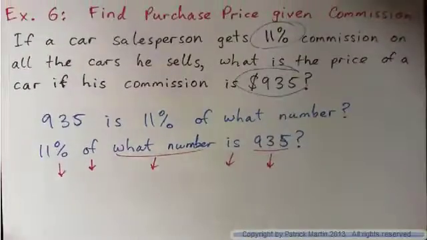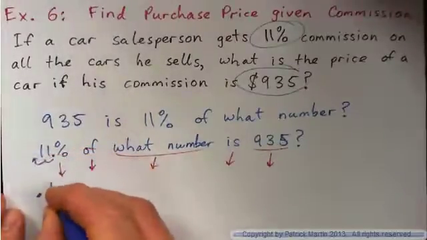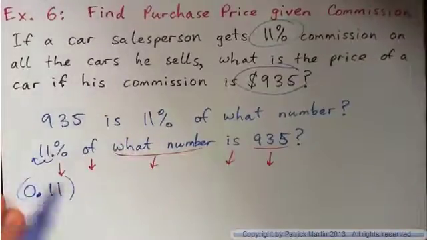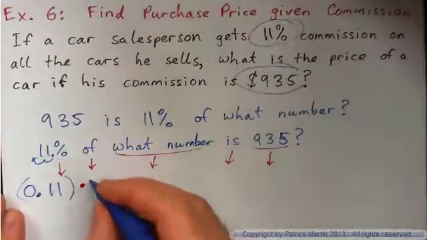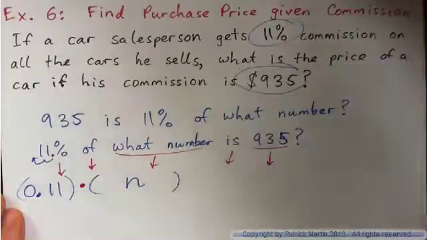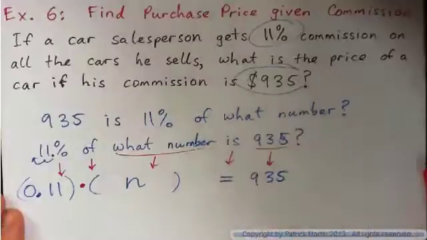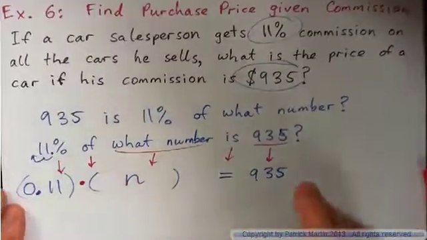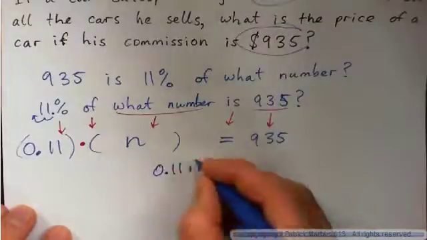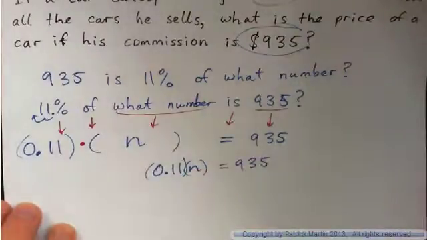Hope you tried it. 11% as a decimal: move the decimal 2 spaces to the left, and we get 0.11. "Of" means multiply. Multiply by what number? N, the letter N, equals 935. Okay? So you have 0.11 times N equals 935. If you want to write it out like this, that's fine.